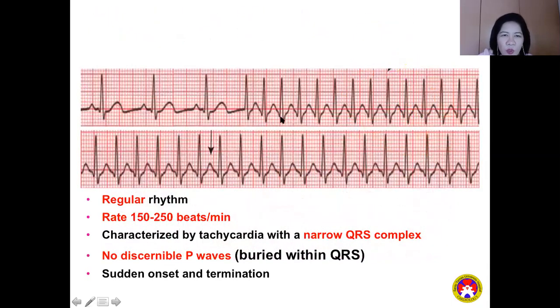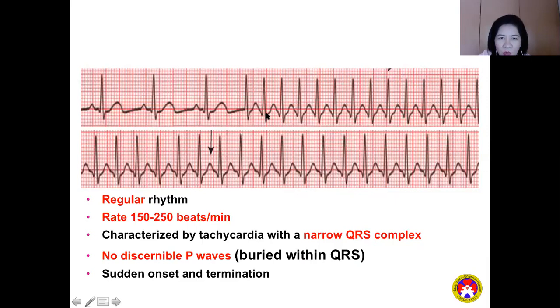Now, if you will evaluate this tracing, this is PQRST, PQRST at the rate of, so this is 300, 150, 100, so around 75 beats per minute. But on the fourth complex, there was a premature beat that came and was followed by a series of QRST complexes. The QRST complex is narrow, okay?